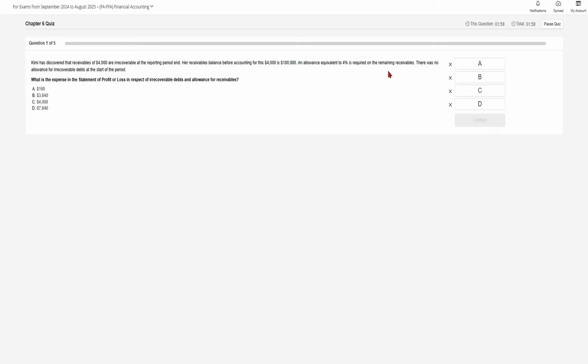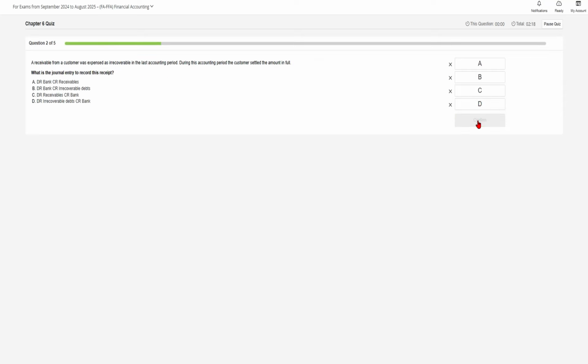In the case of allowance for receivables, only the movement will go to the P&L. Previously the opening balance was 0. It has now increased to 3,840. The movement is 3,840. This increasing movement will be debited to the P&L. So that means 3,840 plus 4,000, which gives us a total of 7,840.